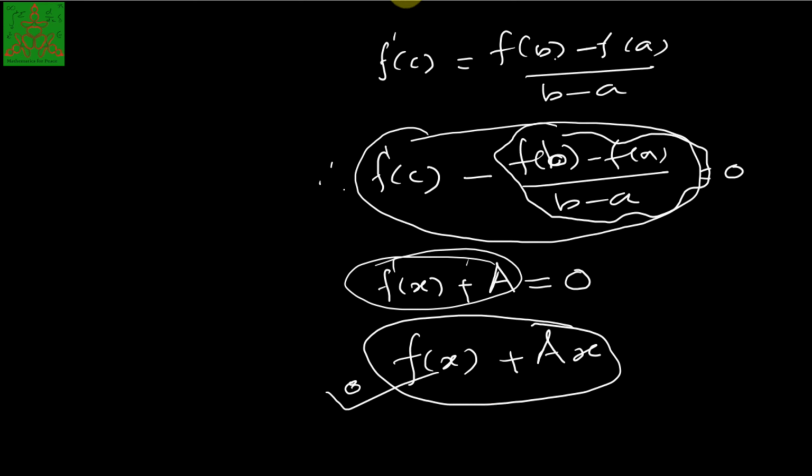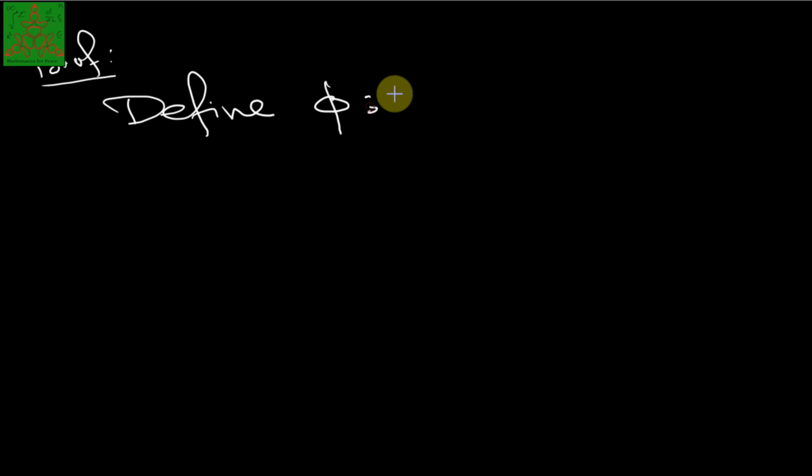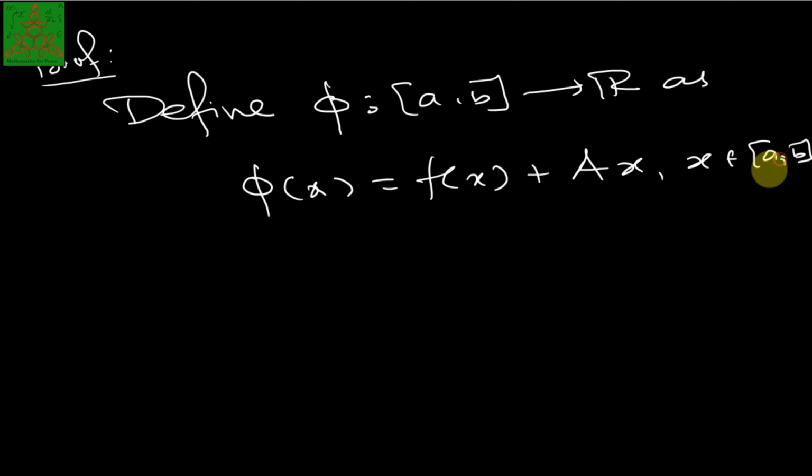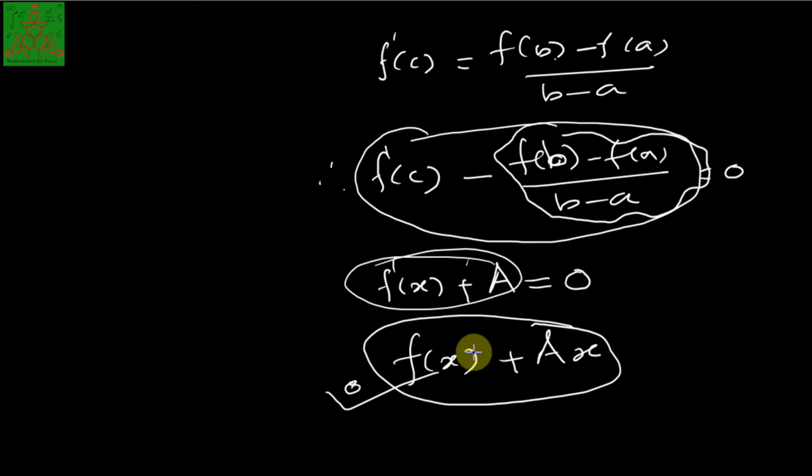So to prove the Lagrange mean value theorem, we start with the proof now. We have to define the function phi from [a, b] to R as phi of x is equal to f of x plus ax for all x in [a, b]. How did we get this idea? We got this idea from the discussion that we just did.